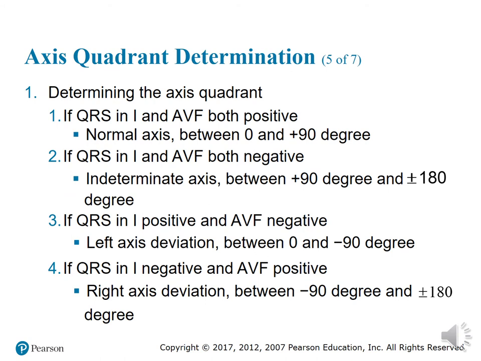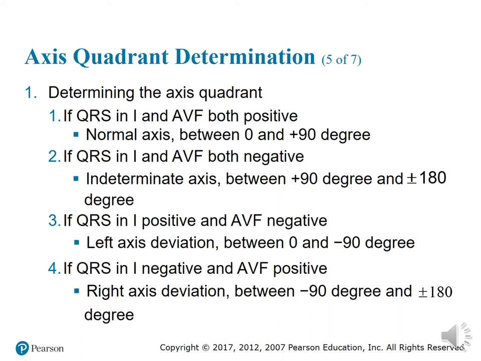If the QRS complex in lead 1 and AVF is positive, the normal axis is between 0 and 90 degrees. Okay? Has to be positive. I just mentioned that. All right? If the QRS in 1 and AVF are both negative, it's an indeterminate axis. That just means it'll be between 90 degrees and 180 degrees.